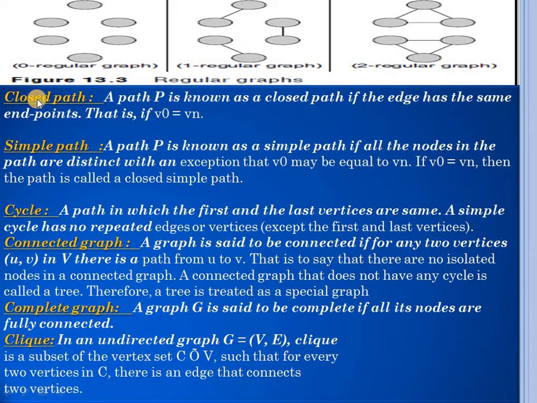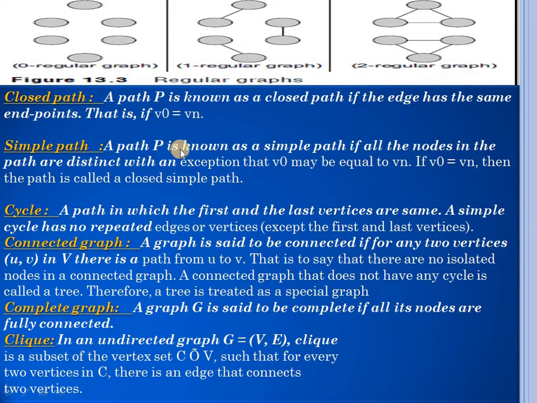Now, the next terminology is a closed path. A path P is known as a closed path if the edge has the same endpoint. Suppose an edge starts from this node and comes back toward this node only. The starting point, the initiating point and the terminating point are the same, then we can say that is a closed path, meaning a cycle. That is, if V0 and Vn are the same node.